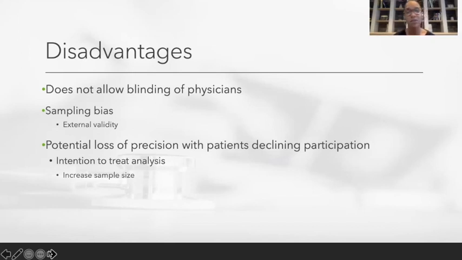If patients decline participation after they receive consent, then a group may have fewer participants. But this type of design is analyzed using intention-to-treat analysis, meaning the results are evaluated regardless of whether the patient participated or declined. A way to address this disadvantage is by increasing the sample size of the study, which would allow the researchers to have more data as they include more participants.